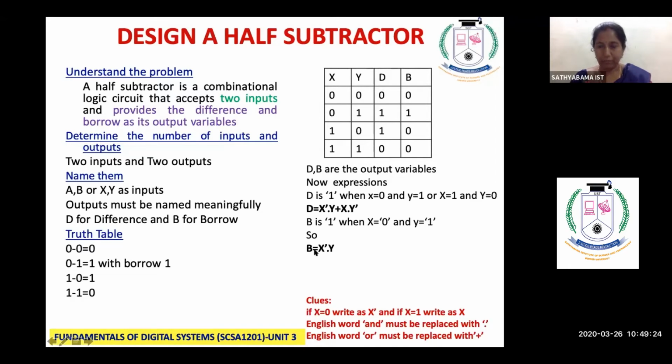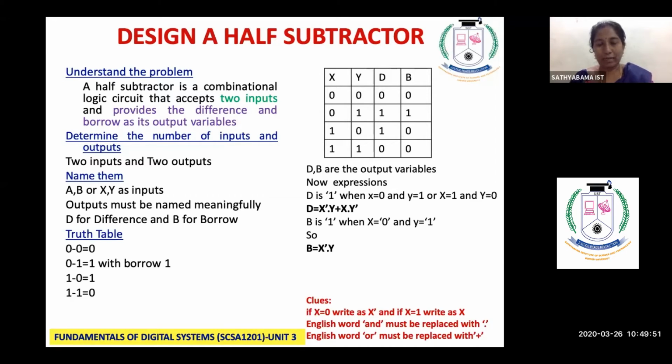Is equal to, then x is equal to 0. So what did I ask you to write? X dash. Instead of and, I wanted you to put dot, and then y is 1, so we are having it as y. So finally, the expressions are D is equal to x dash dot y plus x dot y dash. And here it is x dash dot y. Now we have got the expression. What is our next step? We have to draw the circuit.